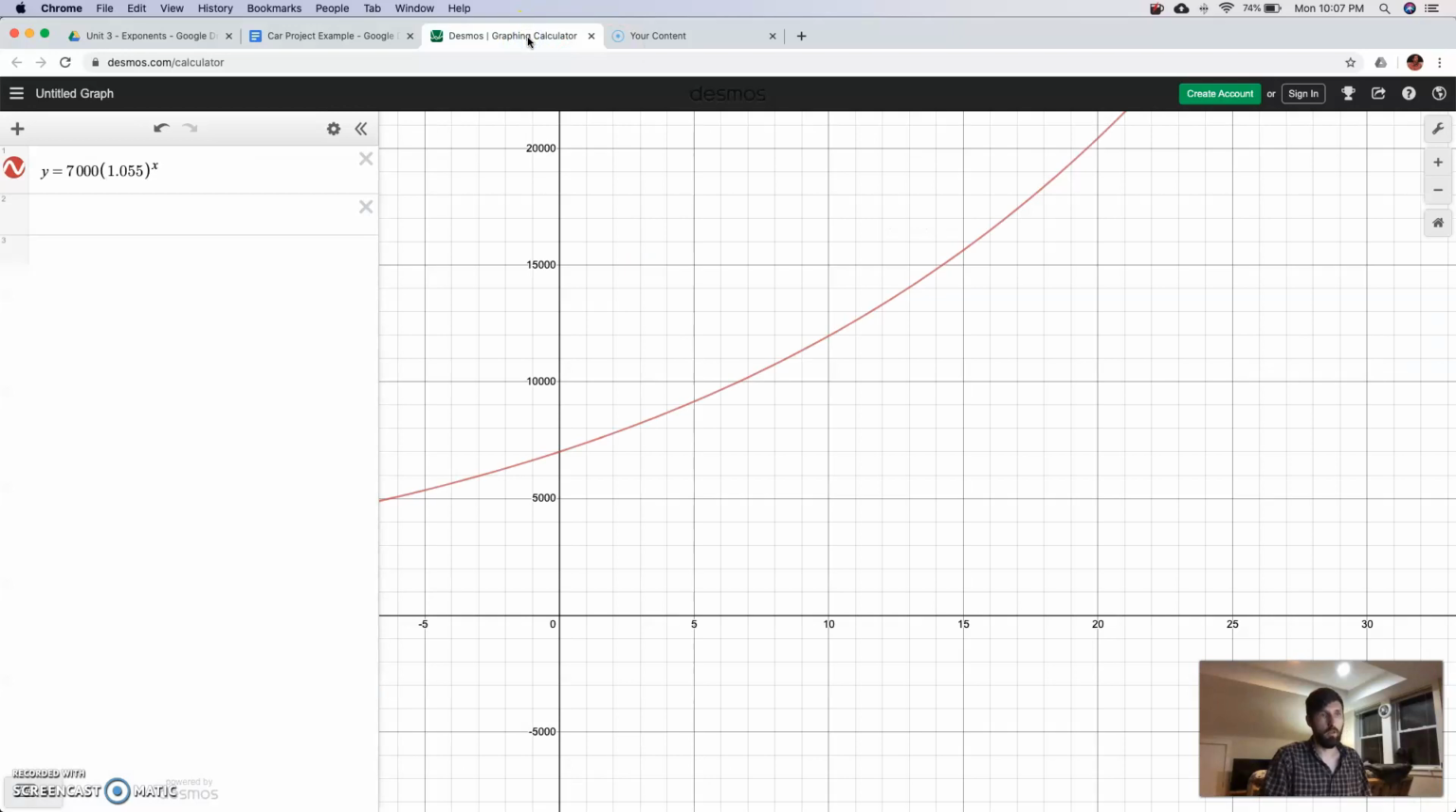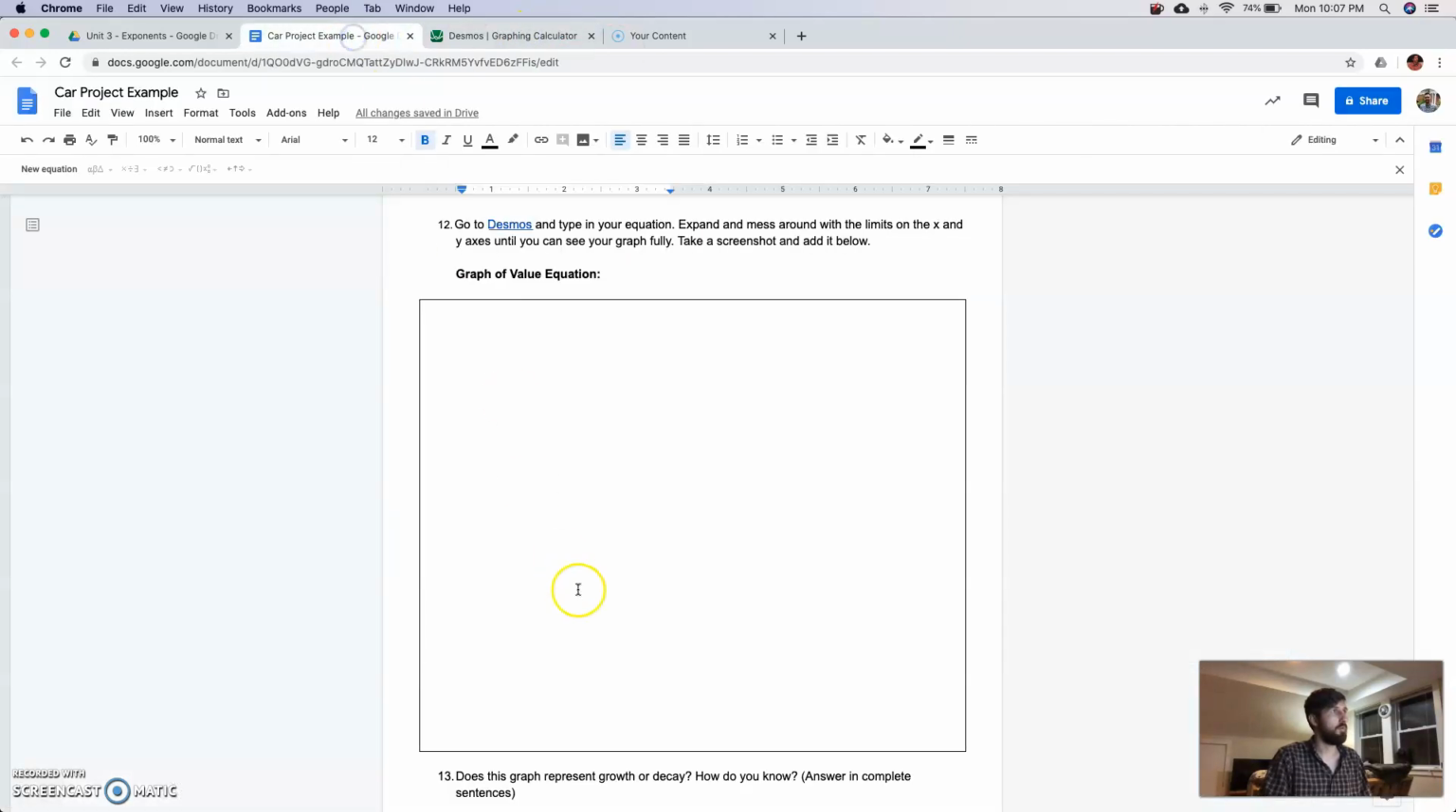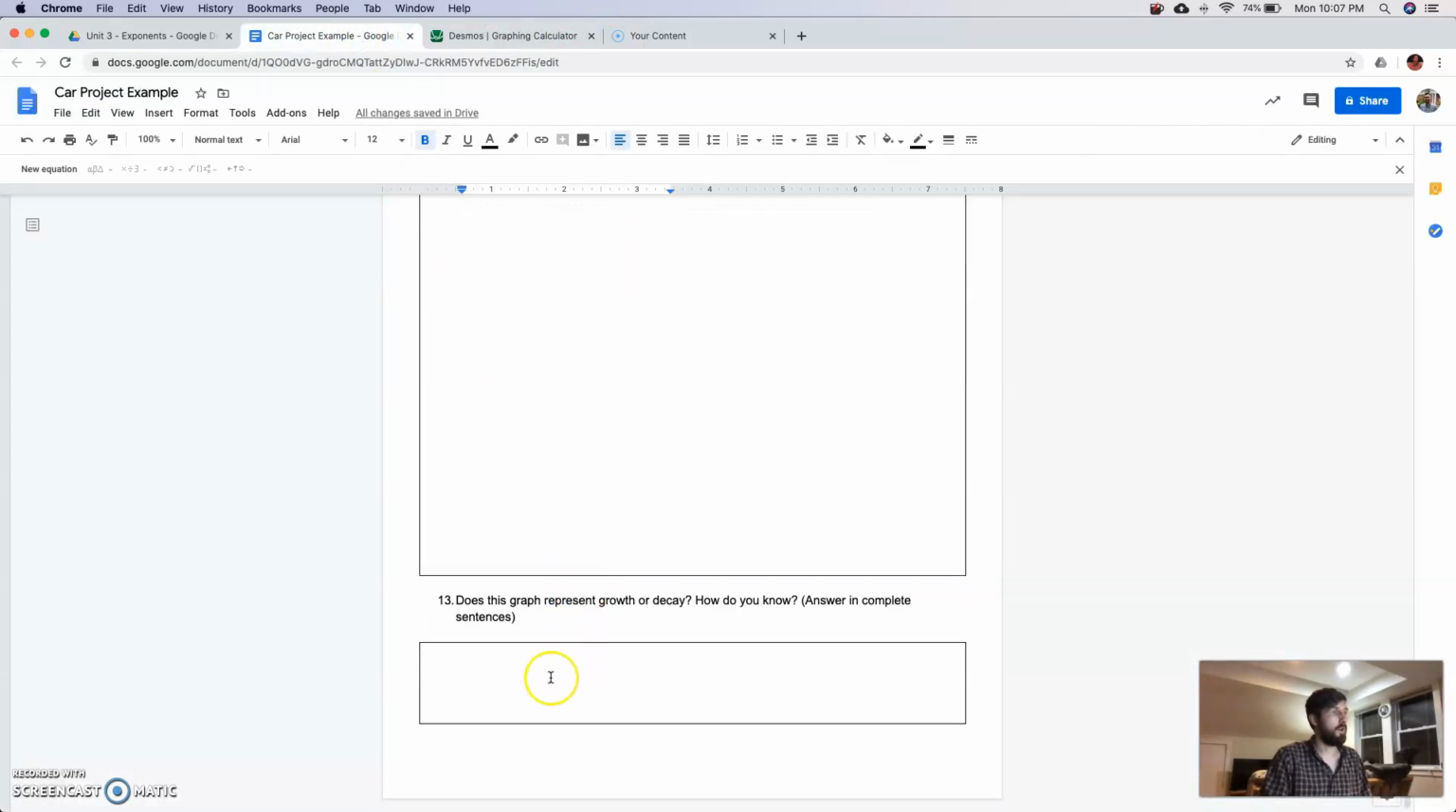Same thing again, go there, plug in whatever your equation is. And finally, explain how you know that graph is going to be growth or decay. So you just need to describe how you know that in a couple sentences. And then that is the end of the project.